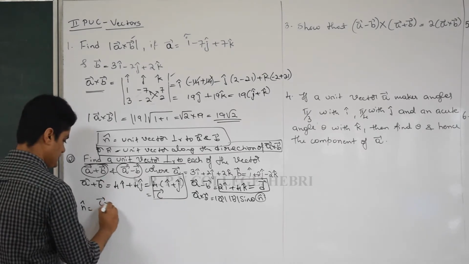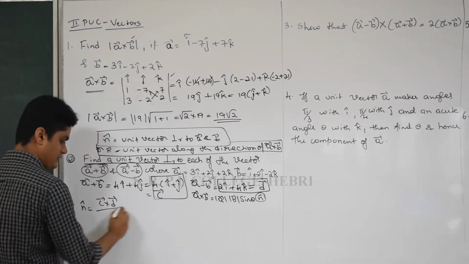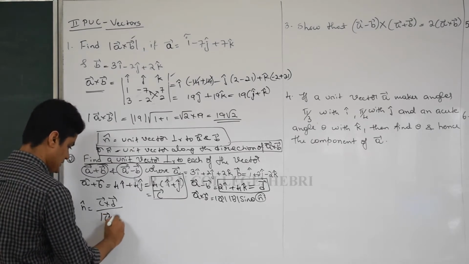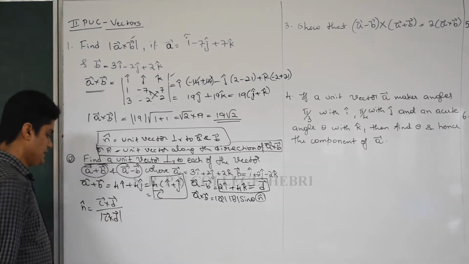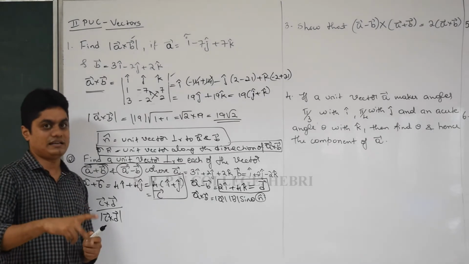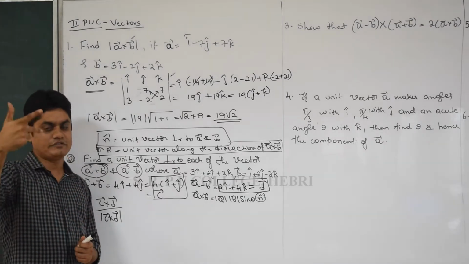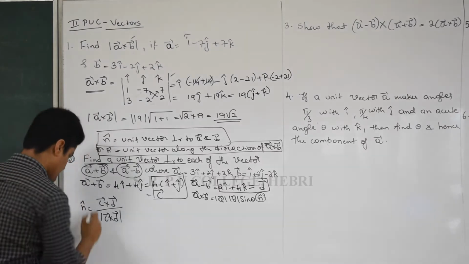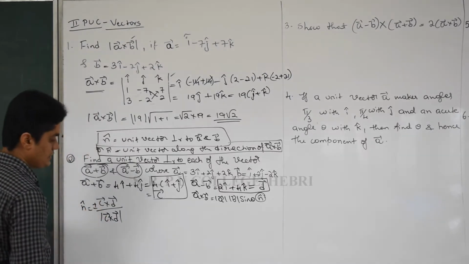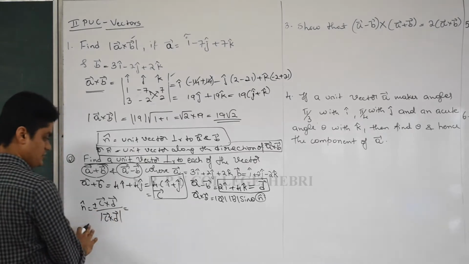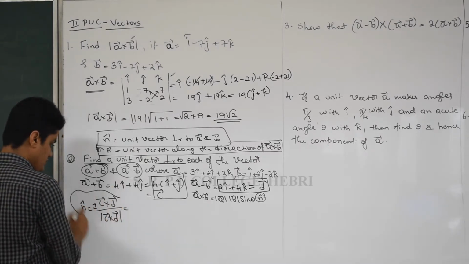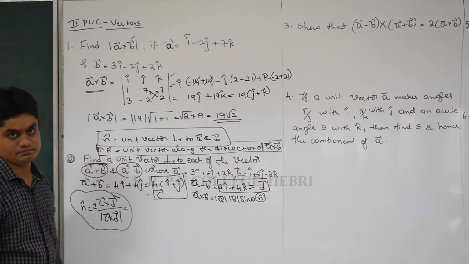So we need the vector along this direction. How to get it? Remember A cap is vector A by its magnitude. This is your work. Even in the last class I told you there are two unit vectors perpendicular to A and B. One is this, another one is downwards. So better to write plus or minus. So what is your work? Find C cross D, then find out its magnitude, use this formula, you will get the answer.